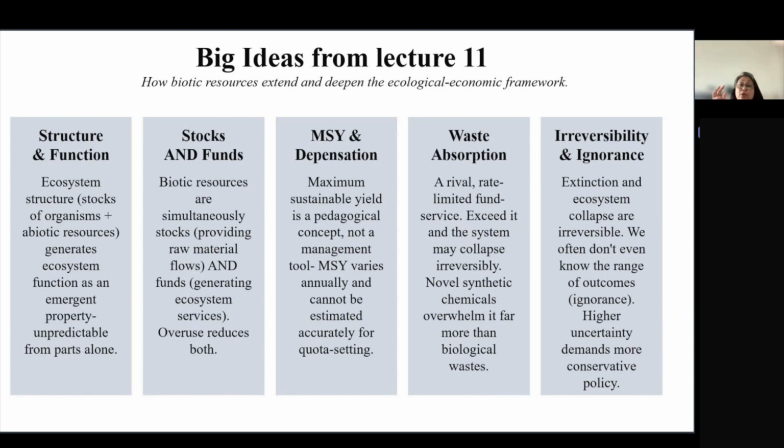And the fifth, perhaps the most important of all: irreversibility and ignorance, meaning extinction is irreversible by definition. Ecosystem collapse is often effectively irreversible on any human time scale, and we frequently operate under conditions not merely of uncertainty but of ignorance. We keep saying there's a lot of uncertainty, but more than uncertainty, we do not even know the range of possible outcomes. In the face of irreversibility and ignorance, the conservative principle is not timidity, it is rationality. So this is something to keep in mind.